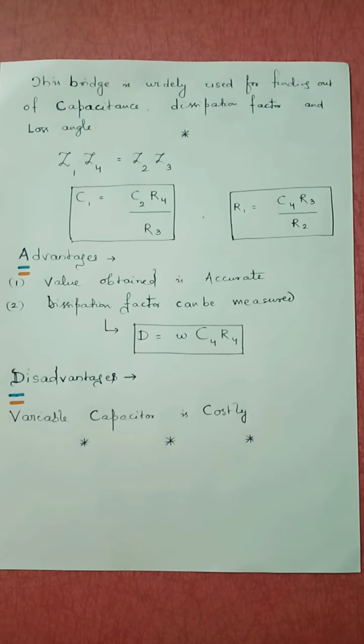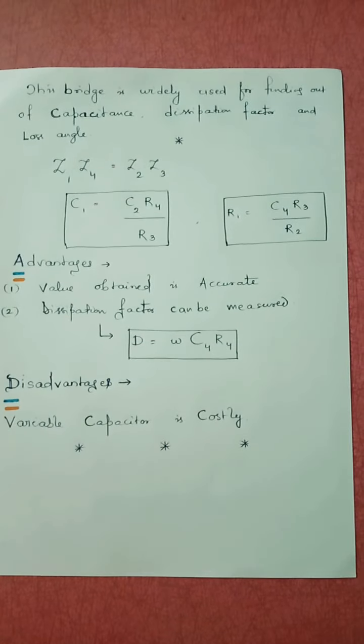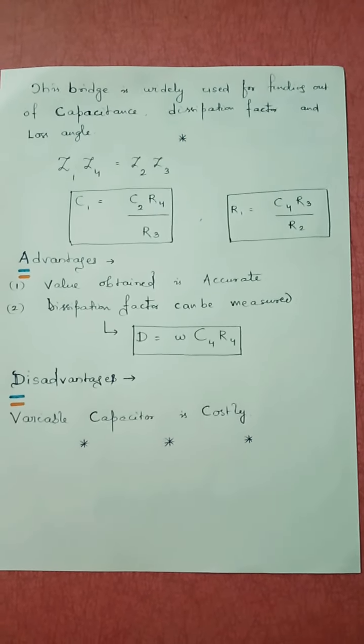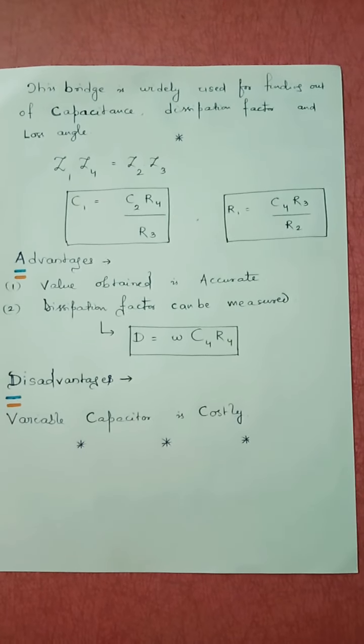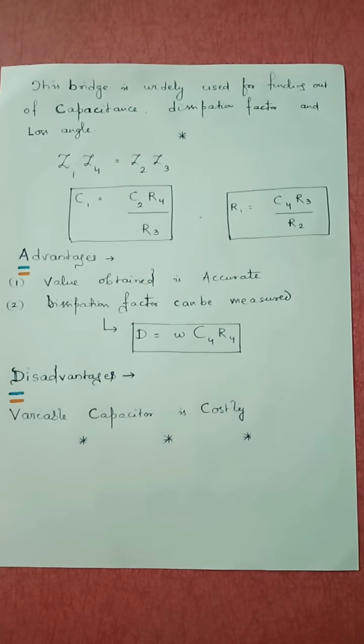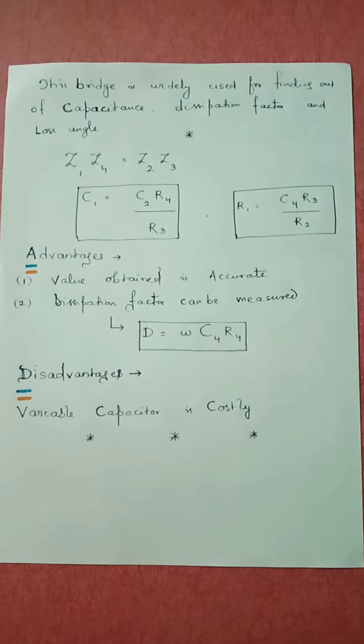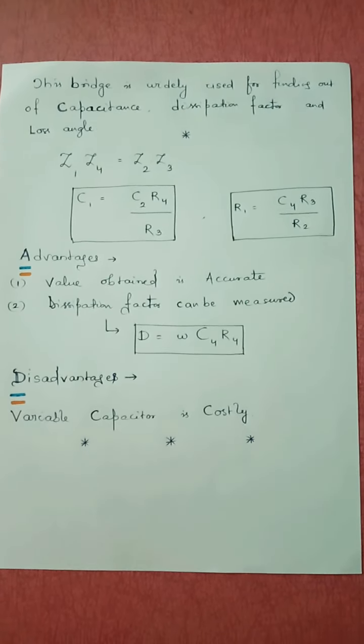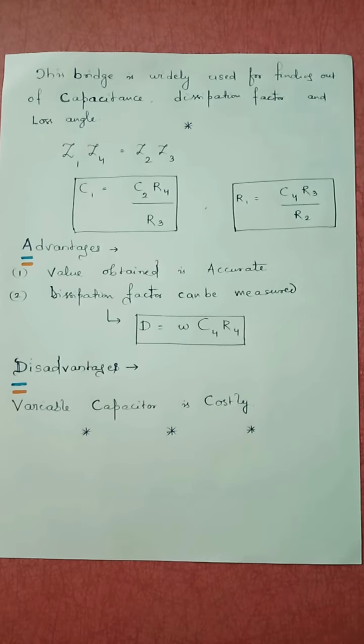The advantages are value obtained is accurate and dissipation factor can be measured. D, the dissipation factor, is equal to omega into C4 into R4. But there is one disadvantage, variable capacitor is used, so it's a little bit costly.